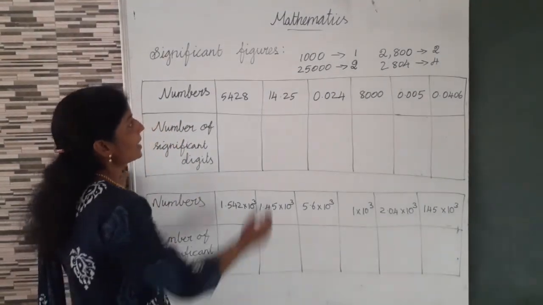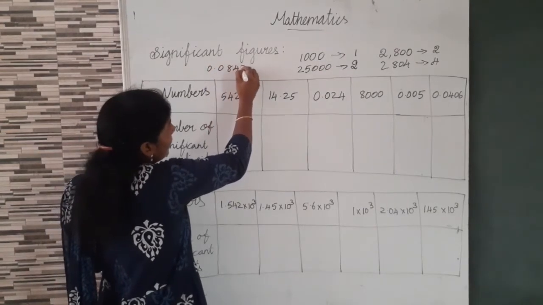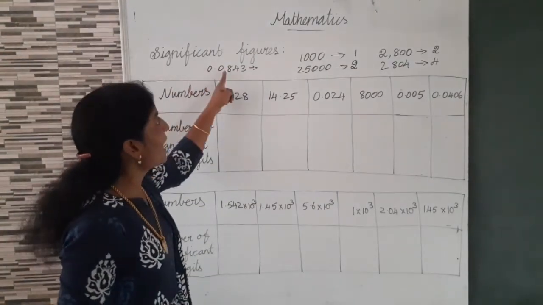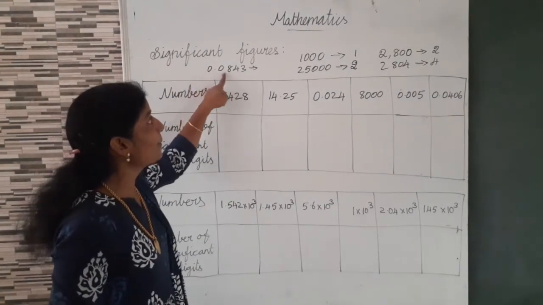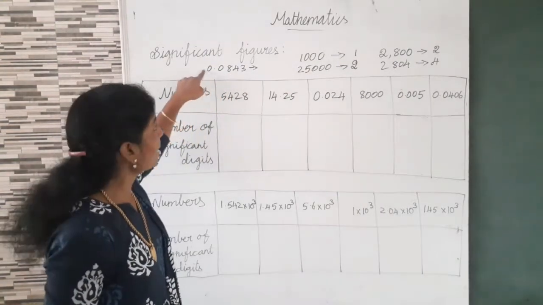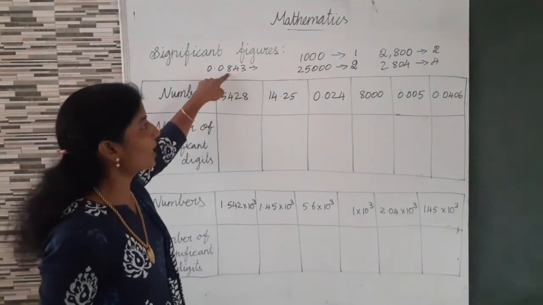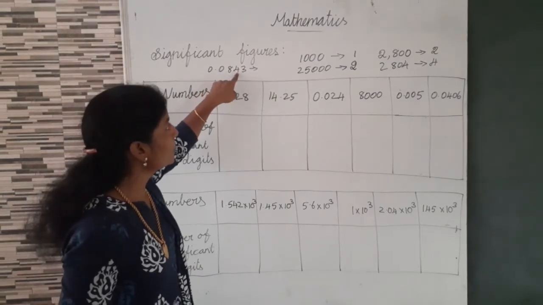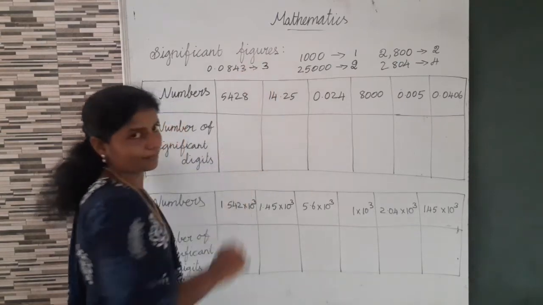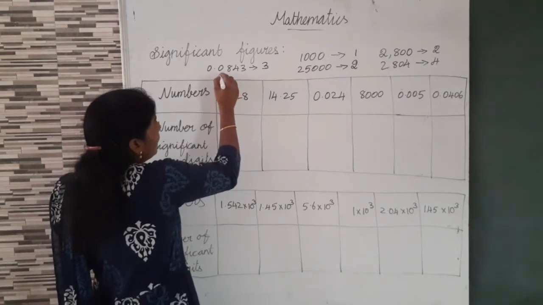Okay. Now, suppose that is decimal point. Decimal number means 0.0843. How many significant figures? Here, left side we have non-zero zero digit. Left side, before non-zero digit we have 2 0 digit. So we can't add these 2 zeros. 843. We can add this 843. How many digits? 1, 2, 3. So, what's the answer? 3 digits. Clear? One more example.